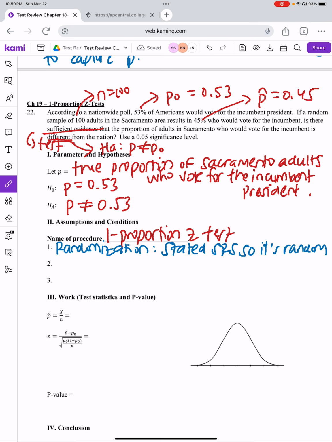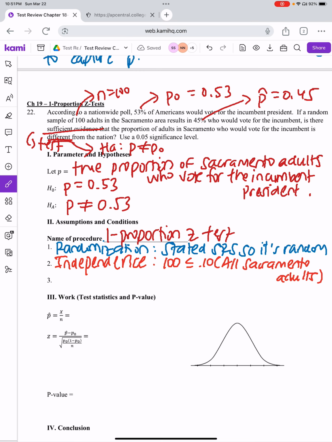Number two, we need to make sure that it's independent. Independence. To check for independence, we need to make sure that 100 is less than 10% of all Sacramento adults.